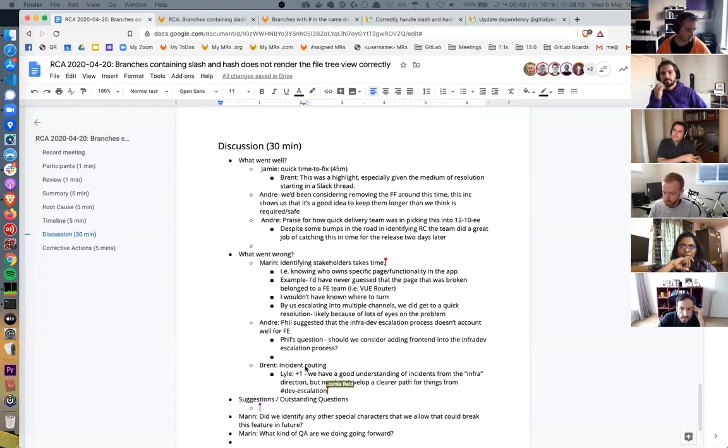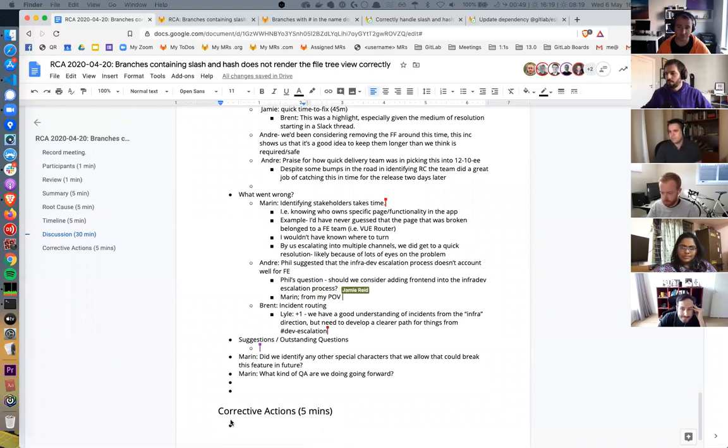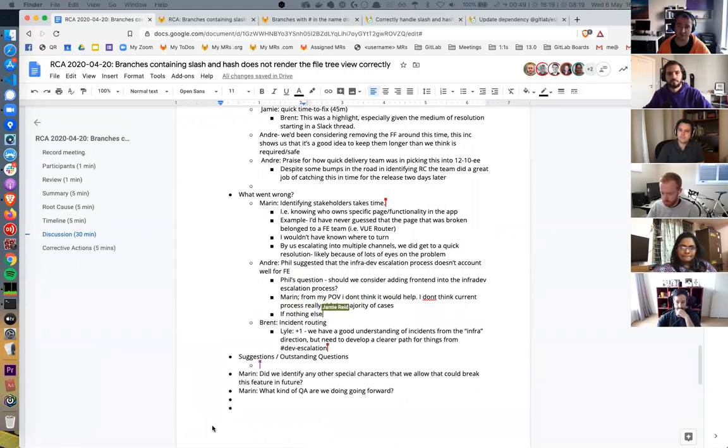So, this is from my perspective. I don't think it would help because I don't think the current dev escalation process is helping in the majority of cases that we are seeing. Actually, if nothing else, I believe that having a front-end counterpart might confuse the situation even further, because then you don't have a single escalation point. You need to escalate to multiple people in the moment of incident.